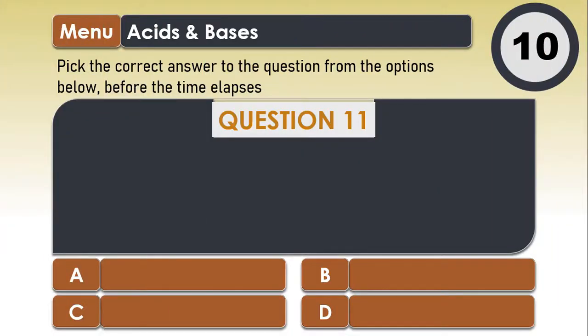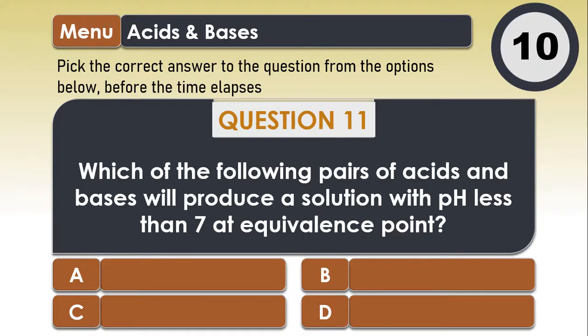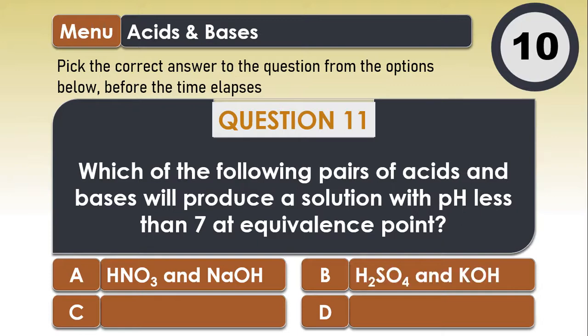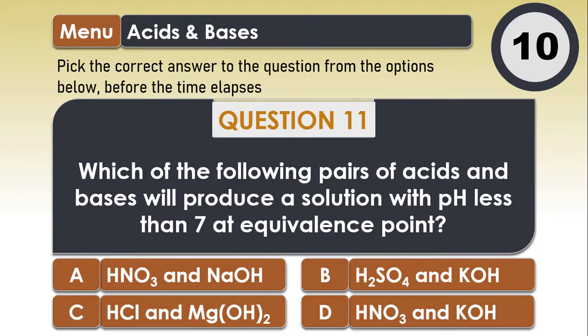Question 11. Which of the following pairs of acids and bases will produce a solution with pH less than 7 at equivalence point? A. HNO3 and NaOH, B. H2SO4 and KOH, C. HCl and Mg(OH)2, and D. HNO3 and KOH.